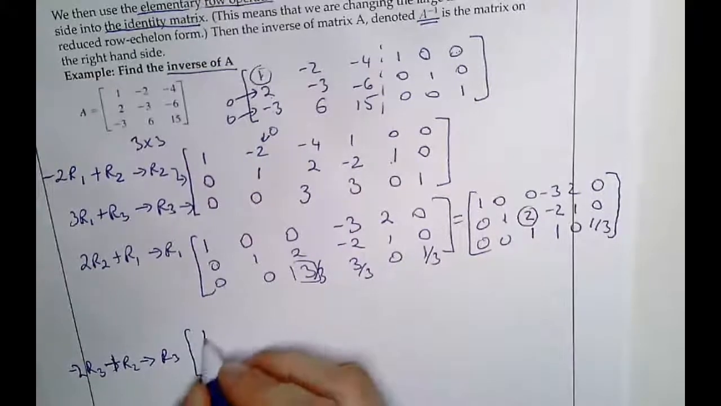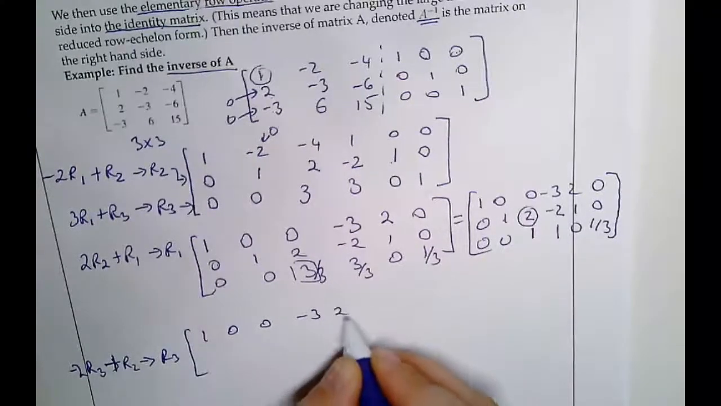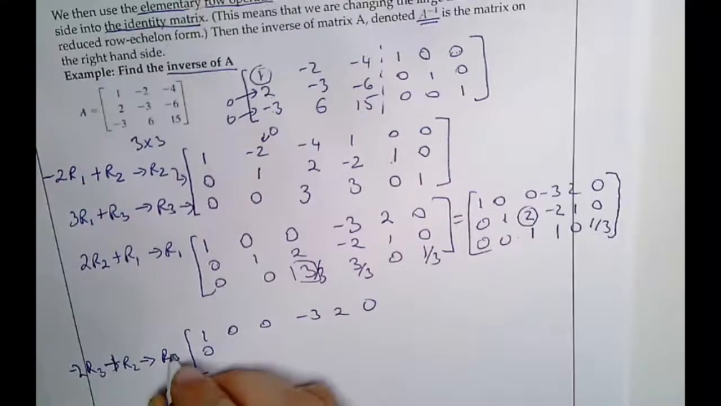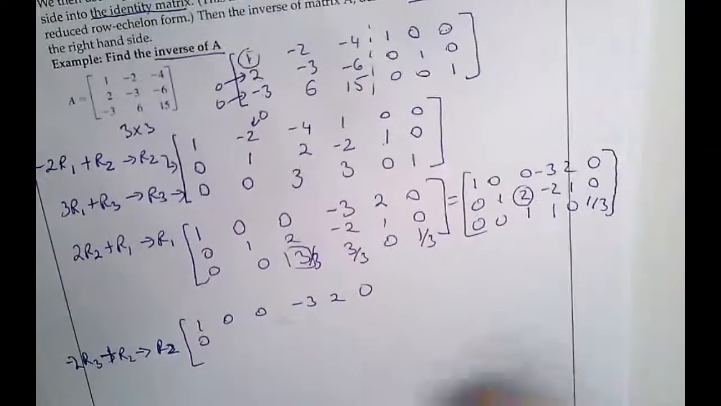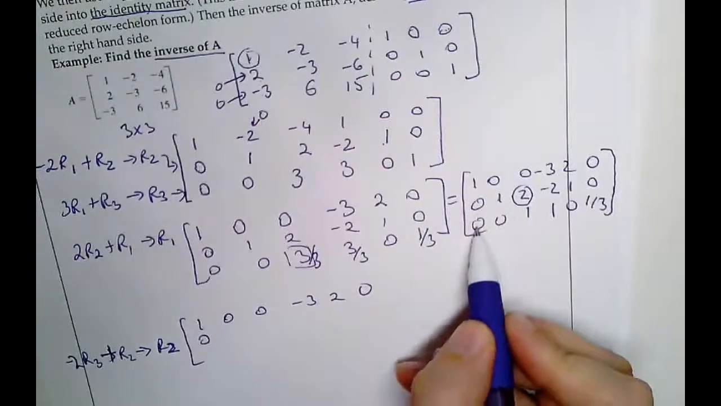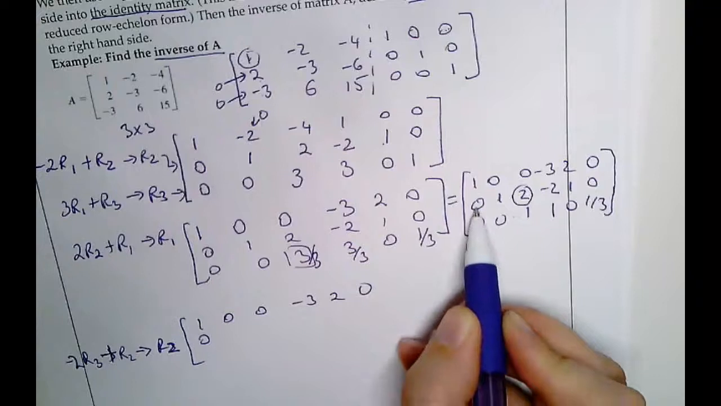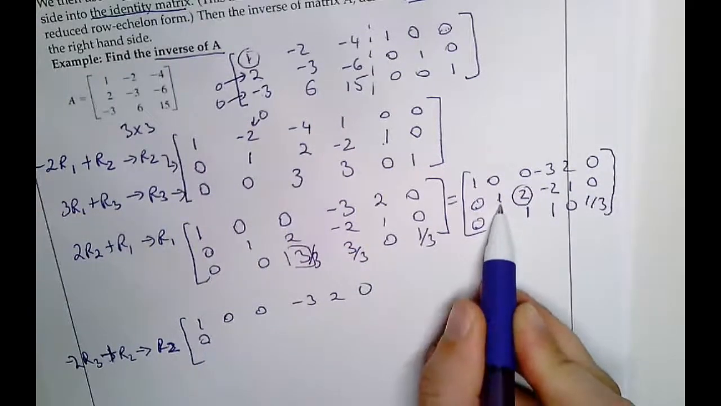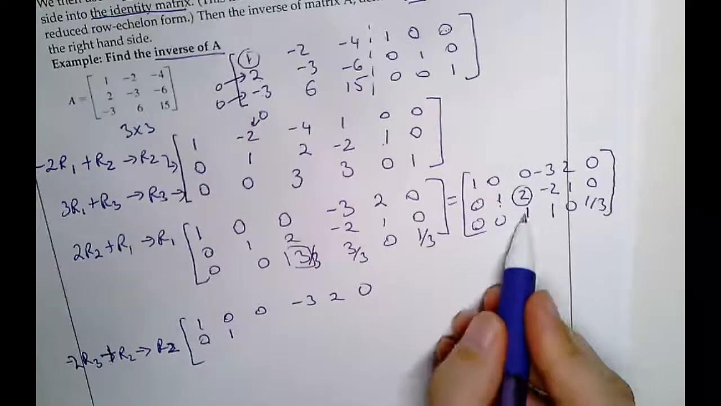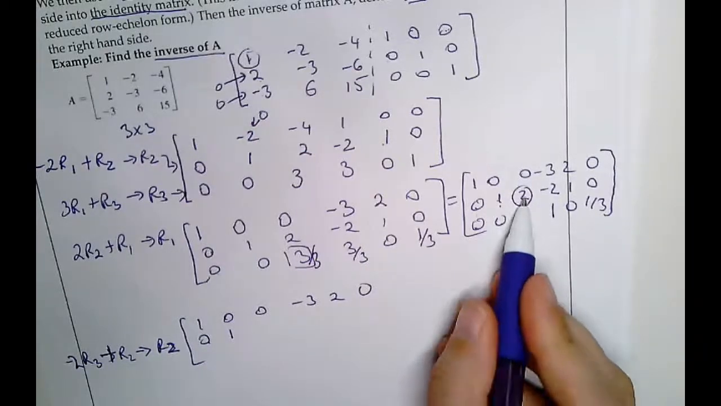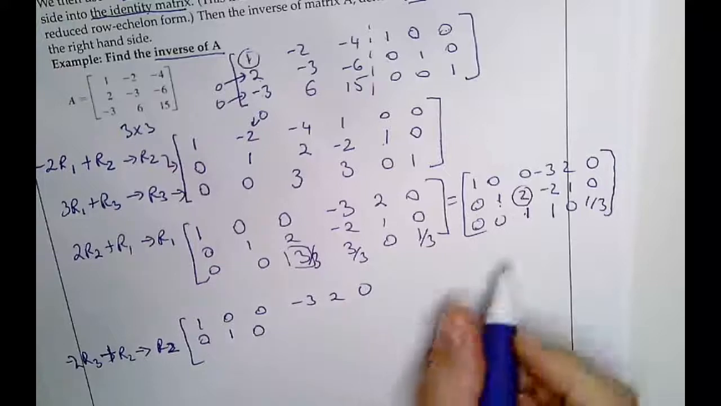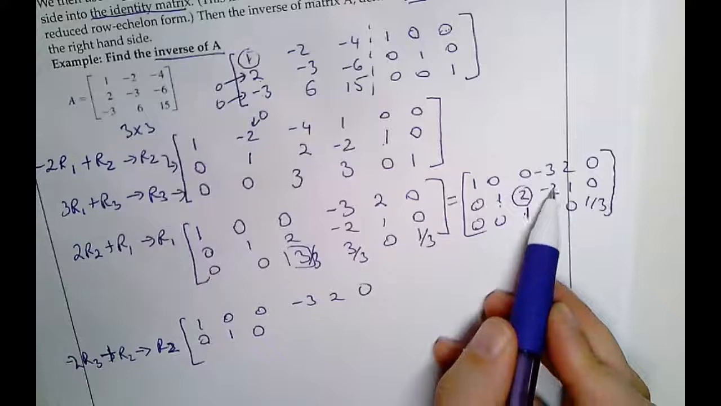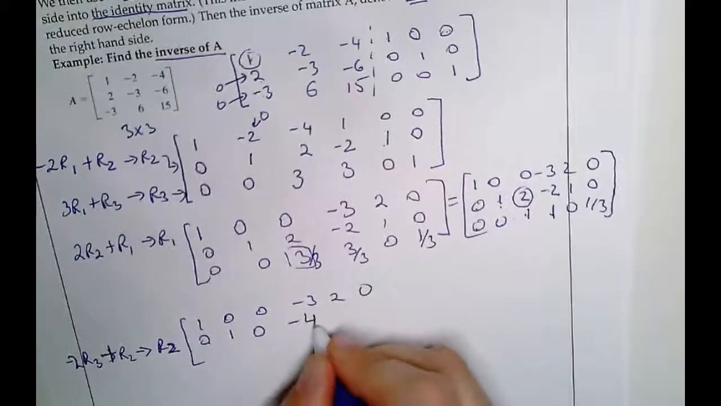So row 1 stays unchanged. Row 2 is the one we're changing. So negative 2 times row 3. Negative 2 times 0 plus 0, that's a 0. Negative 2 times 0 plus a 1, that's a 1. Negative 2 times a 1, that's a negative 2, plus a 2, that's a 0. And then negative 2 times a 1 is a negative 2, plus a negative 2, that's a negative 4.